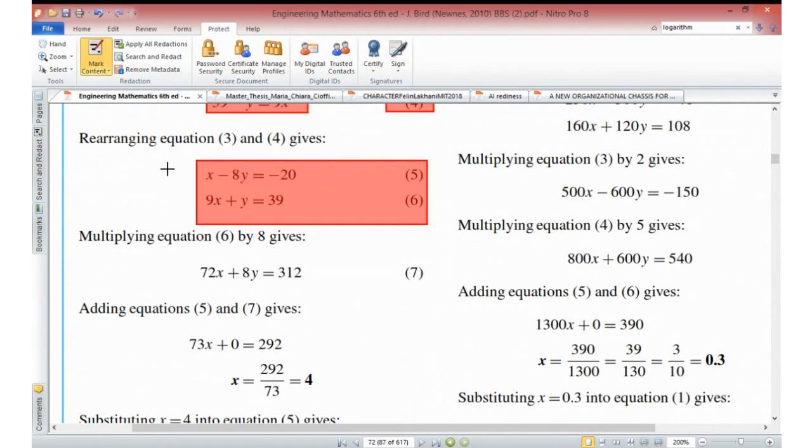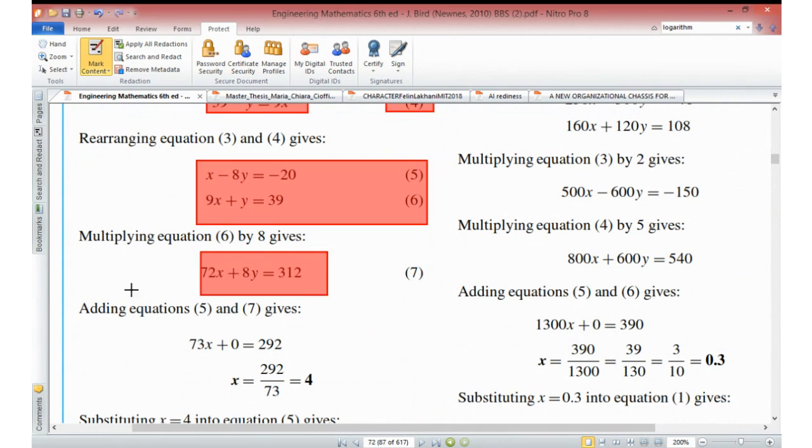If you remain with the rest, you can be able to get x with a lot of ease. So if you multiply this equation by 8, it will change itself. Okay, this is what will come out. That's what will come out.